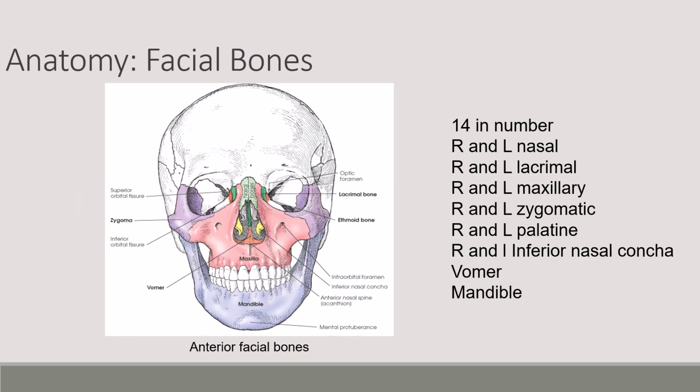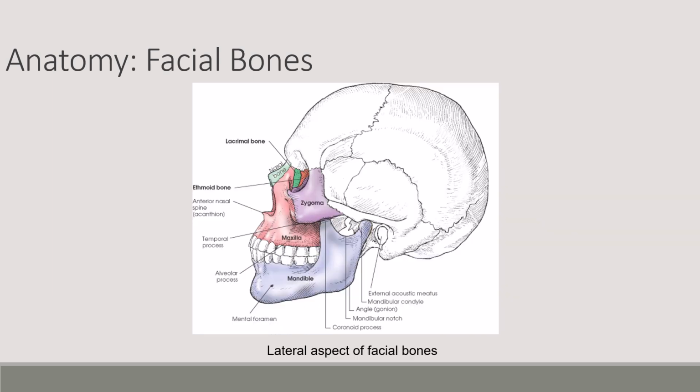Alright, so starting out with an anatomy lesson, like we always do in procedures class, we're going to do the anatomy of the facial bones. There are 14 facial bones. A lot of them are paired, as you can see here on the right hand side of the slide. Left and right nasal, left and right lacrimal, maxillary, zygomatic, palatine, and then inferior nasal concha there in the yellow in the picture. And then the unpaired bones are the vomer and the mandible.